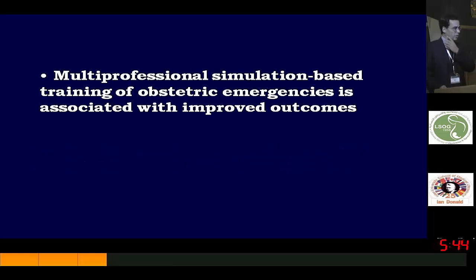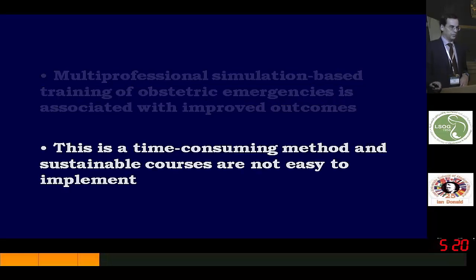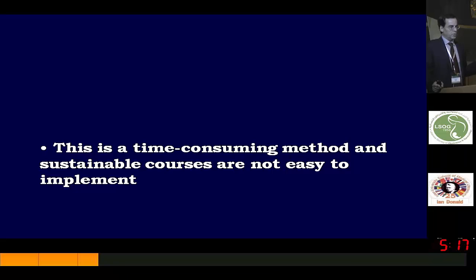There is some evidence that multi-professional simulation-based training is associated with improved outcomes, not only from observational studies, but from a recent cluster randomized controlled trial in the Netherlands. There's also an ongoing cluster randomized trial in Scotland that will be looking at more or less the same outcomes. Important to remember that this is a time-consuming method and sustainable courses are not easy to implement, so it's not just getting out there and doing a simulation. It's difficult to make these courses sustainable.